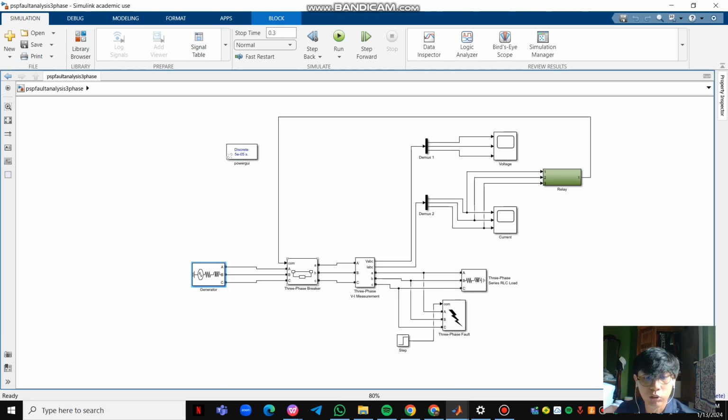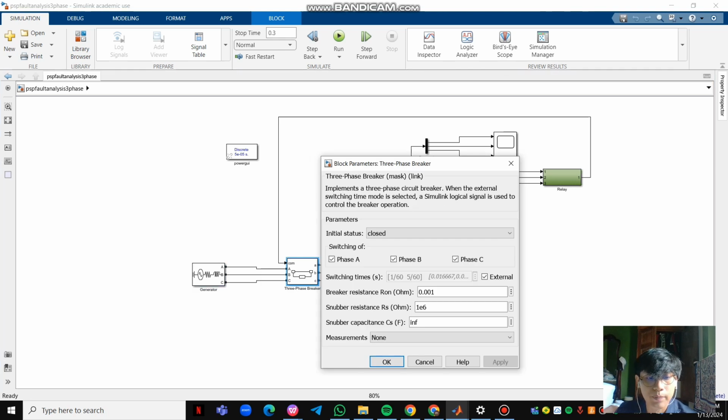Next, the important thing here is the three-phase breaker. It is a circuit breaker which has 4 inputs and 3 outputs, and the circuit breaker will be actuated by an external mechanism. Here is the relay, so I am just controlling the switching time by the external source, which is obviously our relay. The breaker resistance here is 0.01, and the snubber resistance, everything here is set.